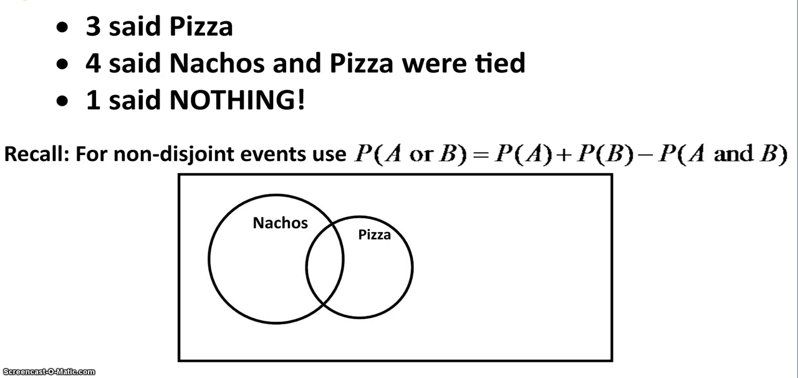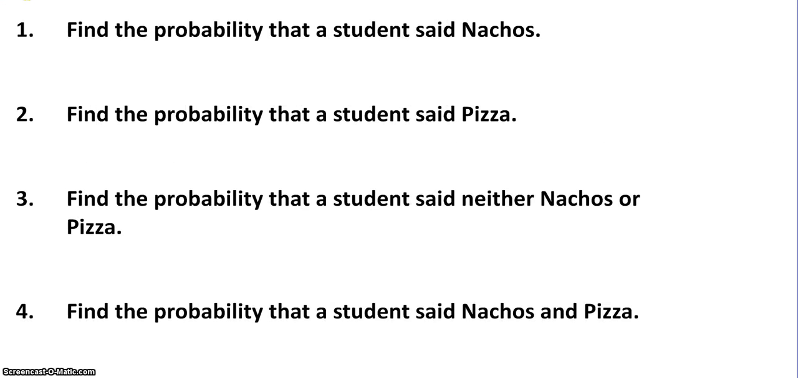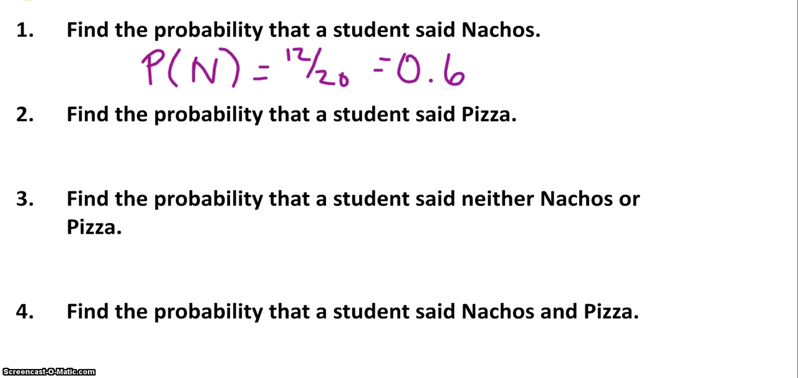According to the problem, we had 12 people who liked nachos, 3 people who said pizza, 4 people who said both nachos and pizza, and 1 person who said neither. So this is the Venn diagram to fit this problem. Using this Venn diagram, let's answer a couple of questions. What is the probability that a student said nachos? The probability that a student said nachos is going to be 12 out of 20, which is 0.6.